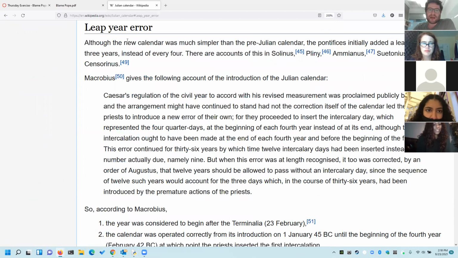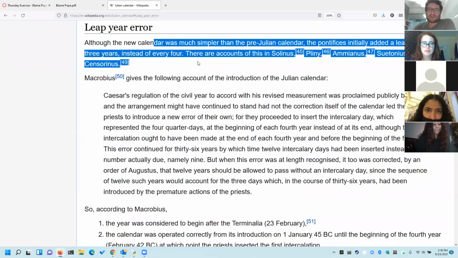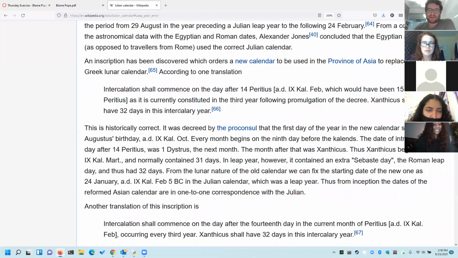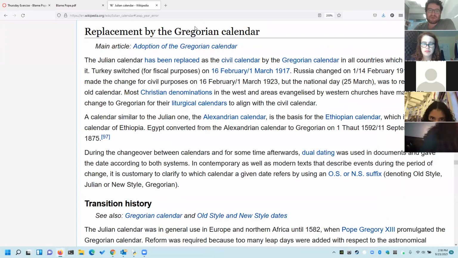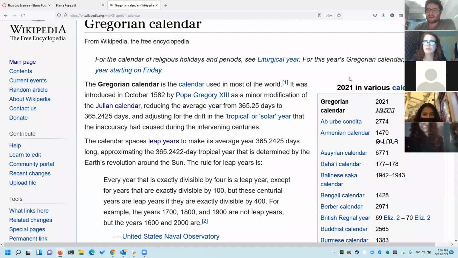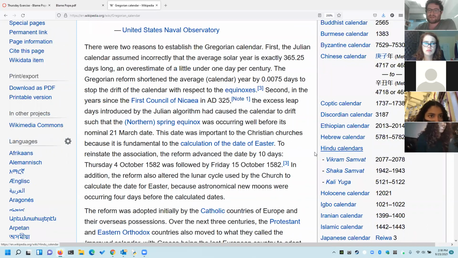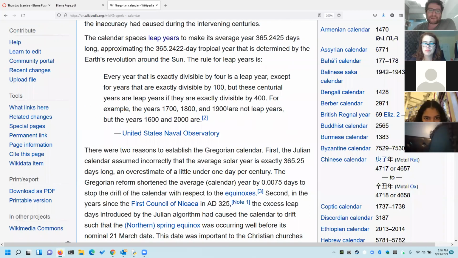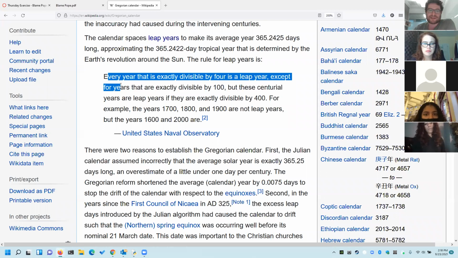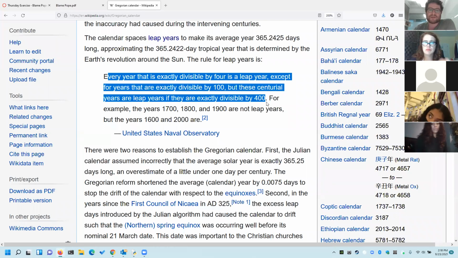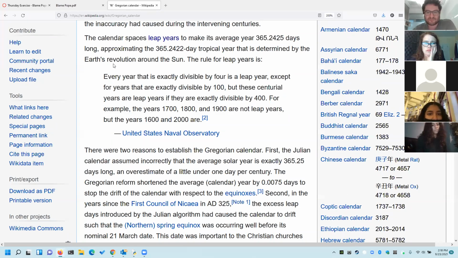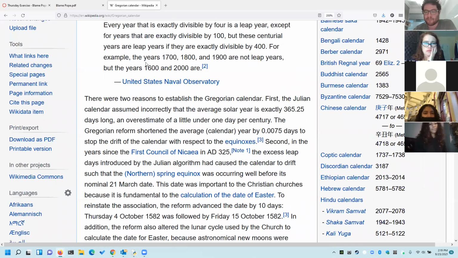So, although the new calendar was much simpler, there were issues with the timing. And so the Gregorian calendar got adopted and replaced everything. Oh wait, here, 2021 in various calendars, tons of calendars. Okay, here we go. The leap year rule from the U.S. Naval Observatory: every year exactly divisible by 4 is a leap year, except for years divisible by 100. But these centennial years are leap years if they're divisible by 400. For example, 1700, 1800, 1900 are not leap years, but 1600 and 2000 are. So this helps fix it a bit more.